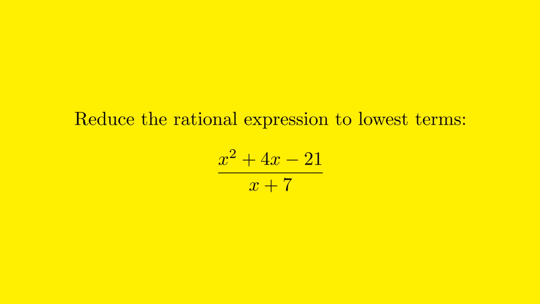Introduction. Welcome to this instructional video on how to reduce a rational expression to its lowest terms. In this video, we will be focusing on simplifying the expression x squared plus 4x minus 21 divided by x plus 7. By following a few simple steps, we will be able to simplify this expression and express it in its lowest terms. Let's get started.